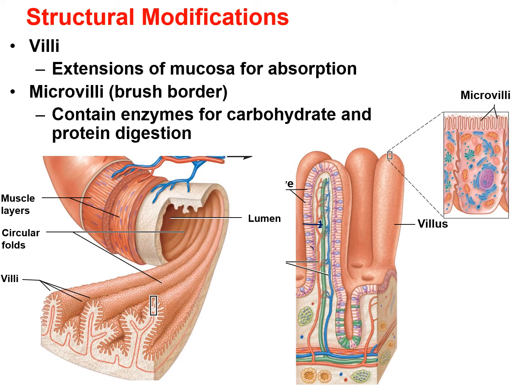So you have in light pink, these are your epithelial cells. You can have nutrients absorbed through these cells, and then they enter into the main portion or the main stalk of the villus where there's a capillary bed.